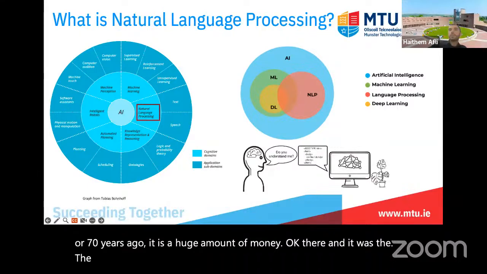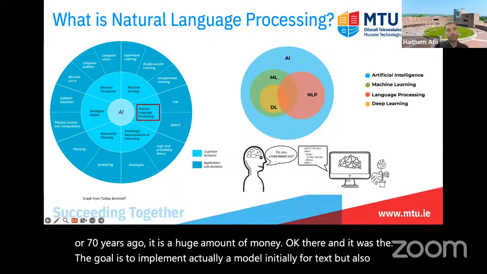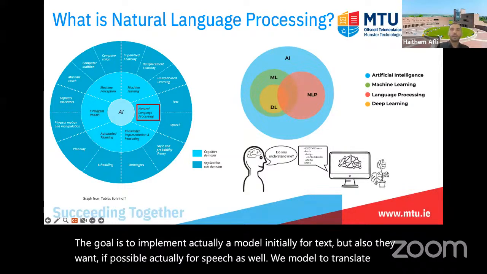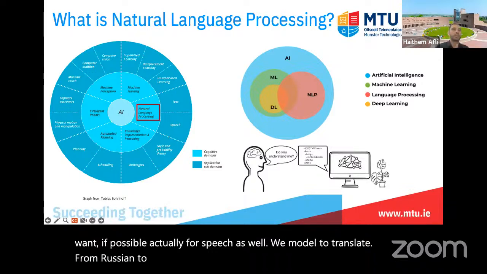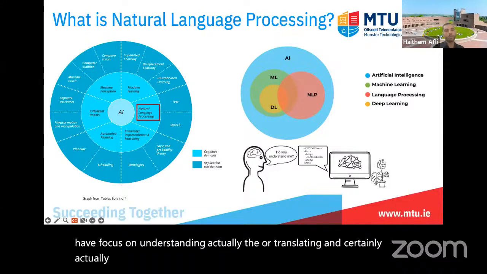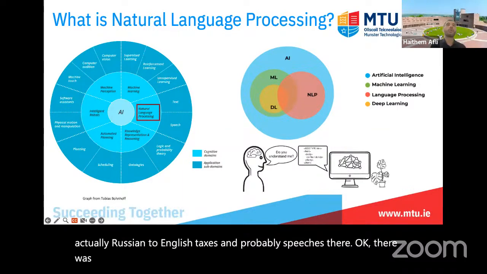The goal was to implement a model, initially for text, but also, if possible, for speech as well. A model to translate from Russian to English and English to Russian. Mainly they focused on understanding and translating Russian to English texts and probably speeches. There was a lot of work done there.